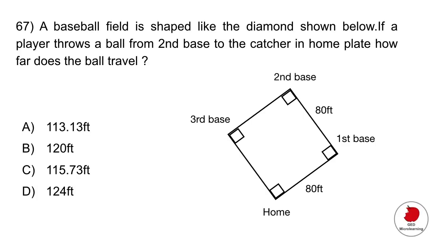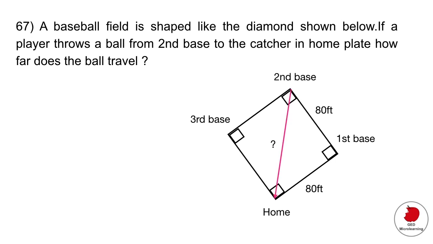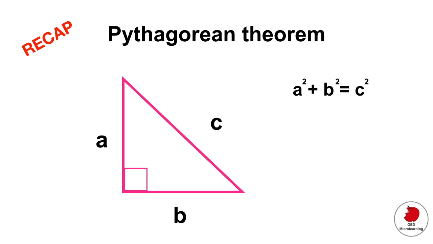Okay, question 67. So it says, a baseball field is shaped like the diamond shown below. If a player throws a ball from second base to the catcher in home plate, how far does the ball travel? Okay, so basically that's what they want to see. They want to know that distance. And what you have to realize is that this diamond is actually 2 right-angled triangles, okay? And that's important because they want you to use this formula, the Pythagorean theorem, all right, which says that a squared plus b squared is equal to c squared.